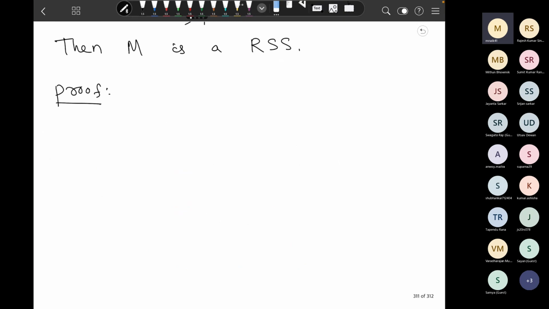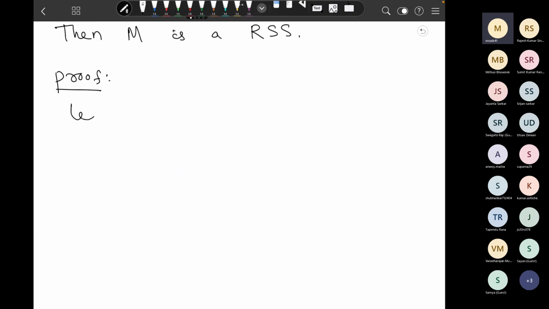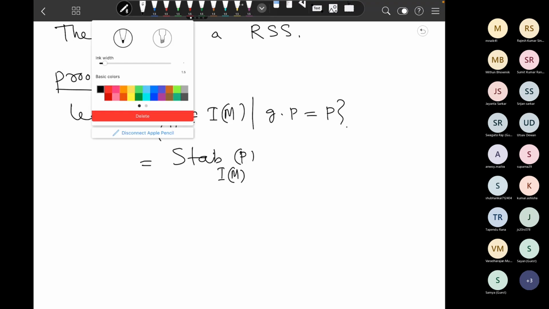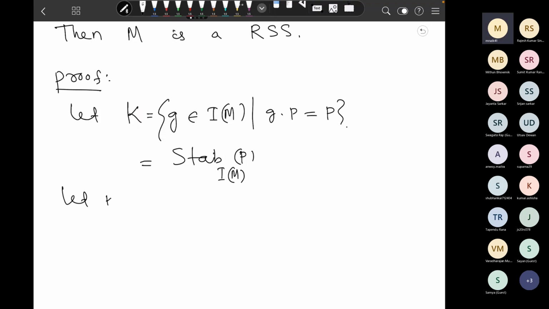So let K be the set of G belonging to I(M) such that G·P is equal to P, this is the stabilizer of P inside the group I(M). Now let k belong to K. Composition of isometries is an isometry, so k S_P k inverse belongs to I(M).